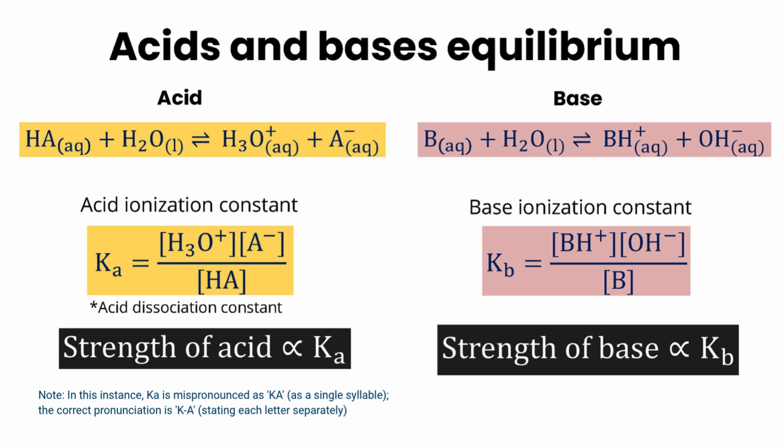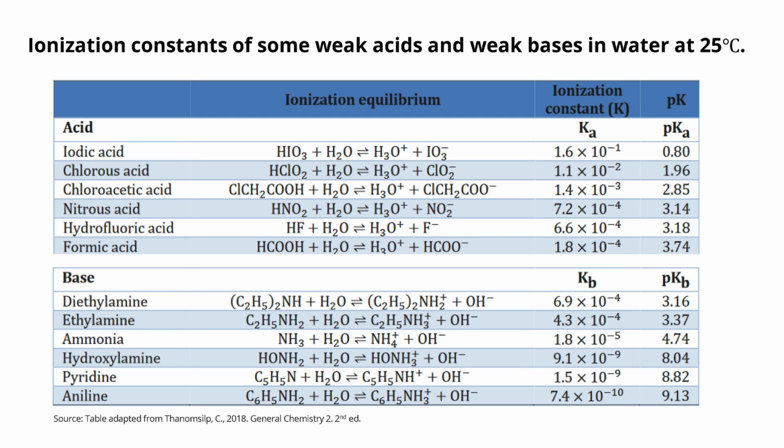These Ka and Kb values give us a precise number for the extent of dissociation. The larger the Ka value, the more it dissociates. The stronger the weak acid. Exactly. Same logic for Kb and weak bases.